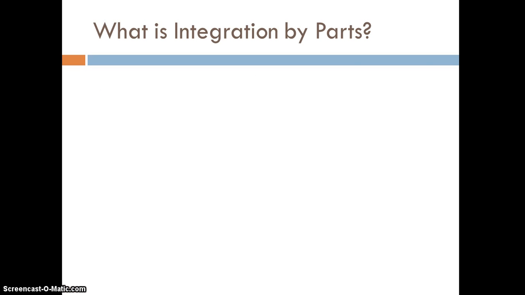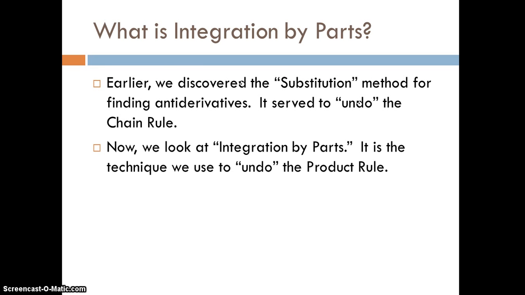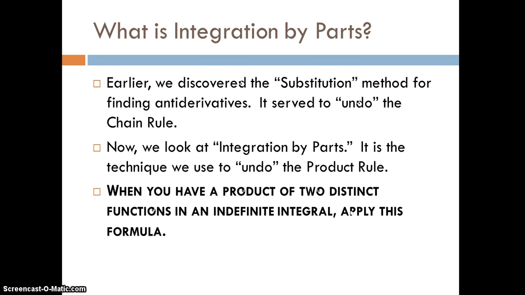What is integration by parts? Earlier we discovered the substitution method for finding antiderivatives, and it was the opposite of what we did with the chain rule. Now we look at this new technique, which is what we're going to use to undo the product rule. When you have some sort of a product in your integrand, you're going to want to apply this formula. So for example, if you have e to the x times sine of x as your integrand, or x cubed times e to the x, and those sort of things. When you have two distinct functions in your indefinite integral, this is a very useful formula.